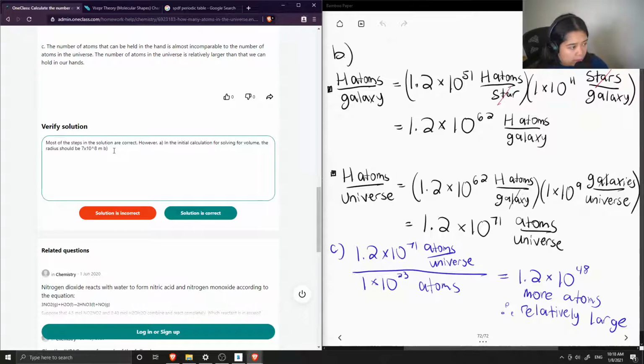And then in part B, before we multiply by Avogadro's number, which is 6.022 times 10 to the power of 23 atoms per mole, we need to calculate the number of moles for hydrogen by using n is equal to mass over molar mass.